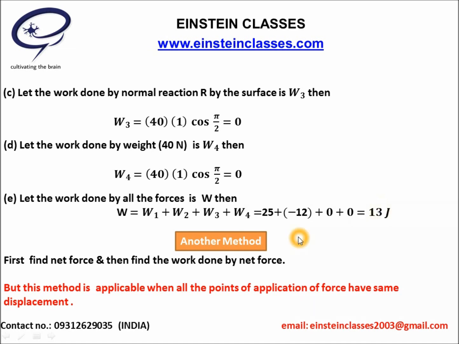Now we are going to discuss an alternate method to find the total work done. To find the total work done, we can find the net force acting on the body and then find the work done by the net force, right? In this problem, this method is applicable because each and every point has the same displacement, because the block has only translatory motion. In a problem of rolling motion, we can't apply this approach.